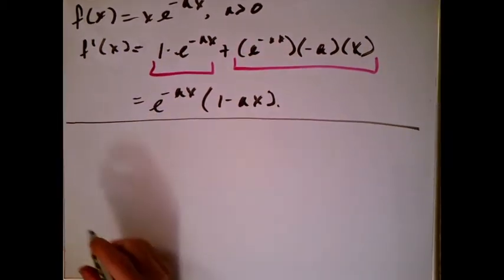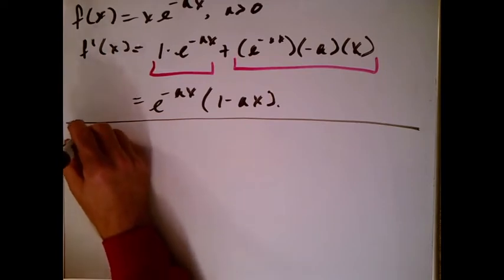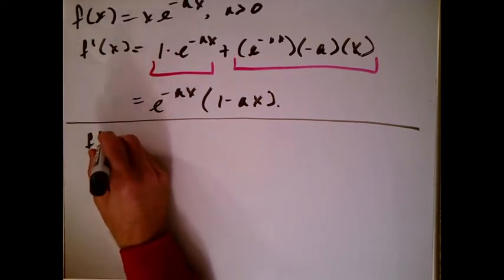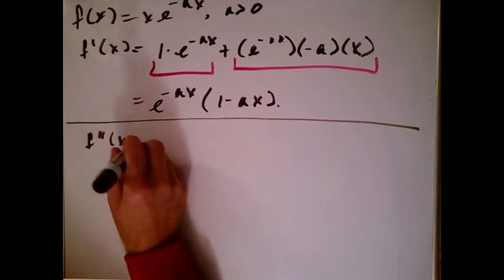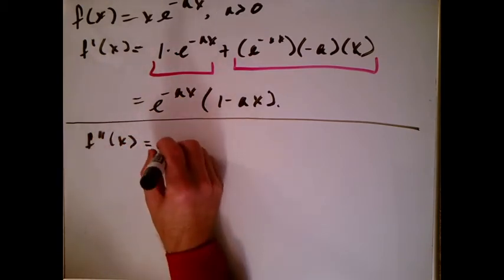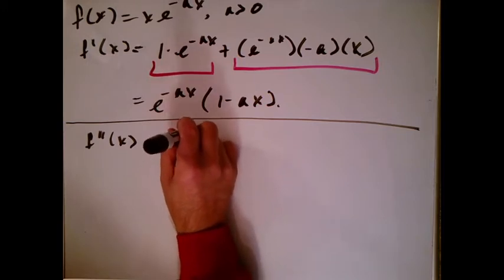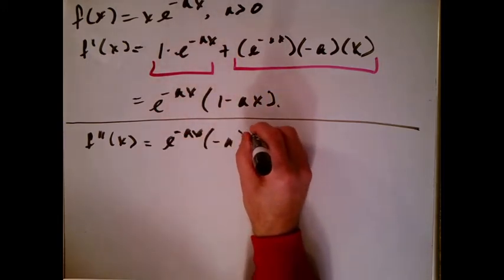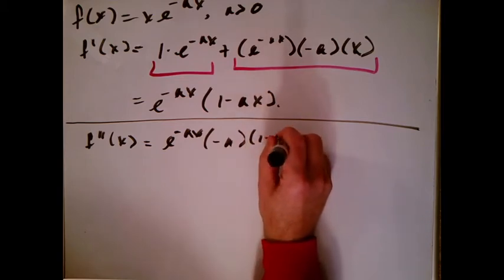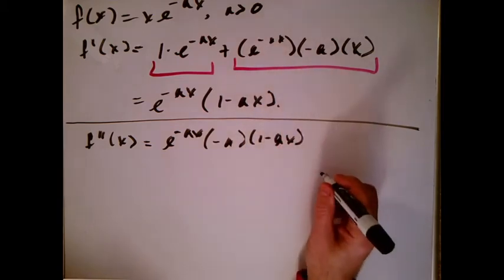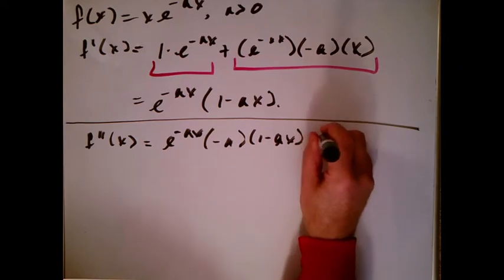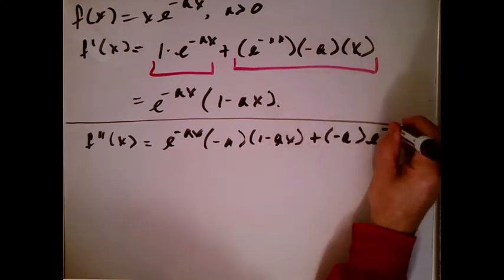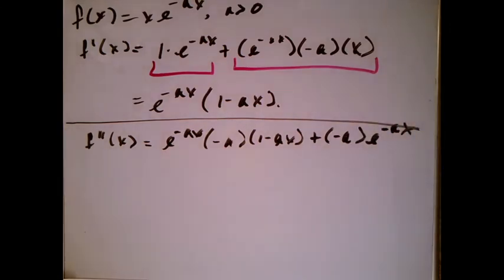Now let's take the second derivative. I have to use the product rule again. So the second derivative is the derivative of the first, so that's going to be e to the minus ax times minus a times the first, which is just 1 minus ax. And then plus the derivative of the second, which is minus a times the first, which is e to the minus ax like that.